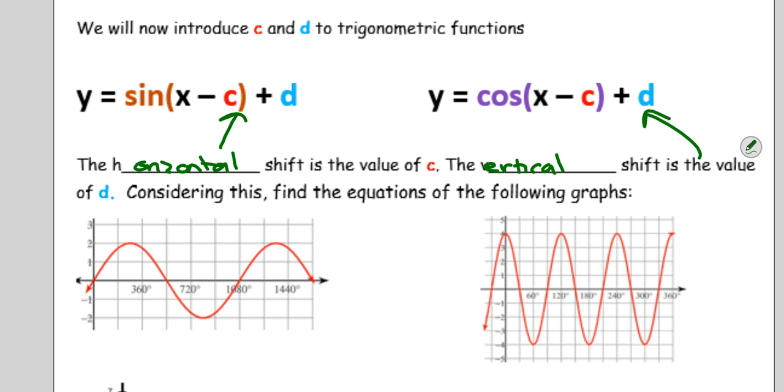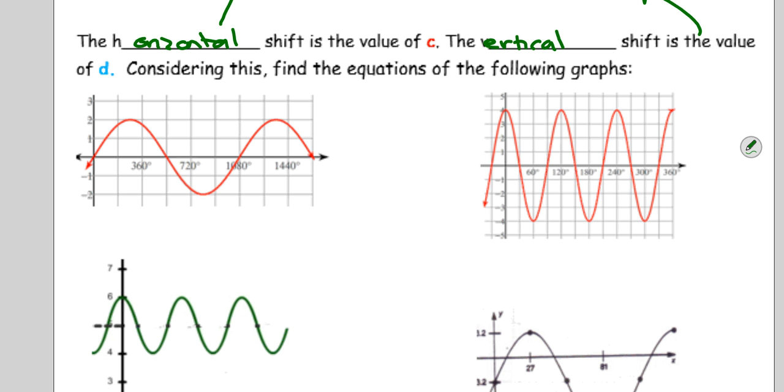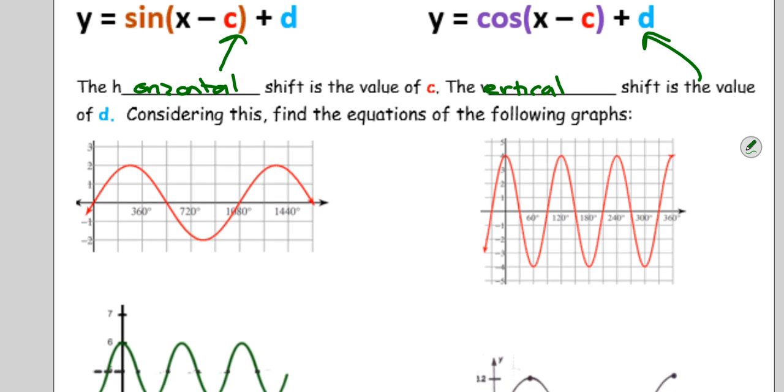Considering this, find the equations of the following graphs. So this is all related to stretches and translations. Now you're going to start to see some graphs where there's going to be some numbers added or subtracted in brackets, or there might be a number multiplied.